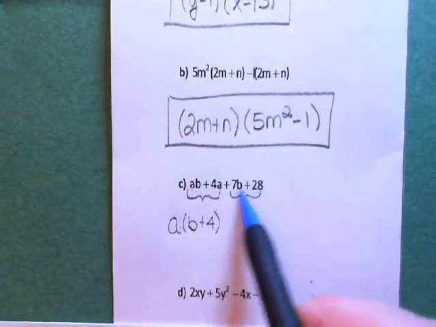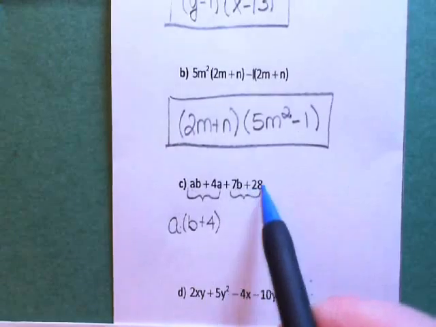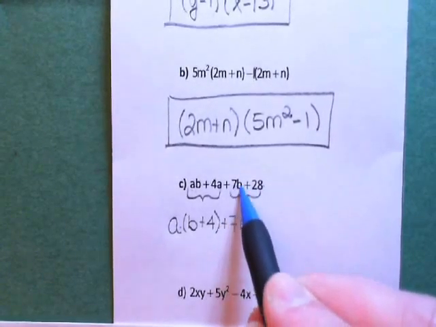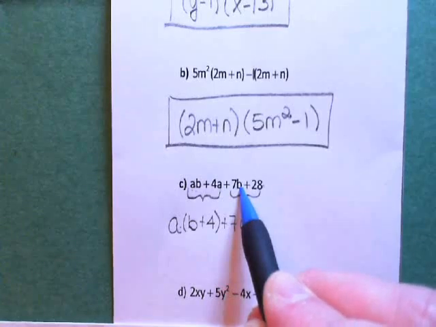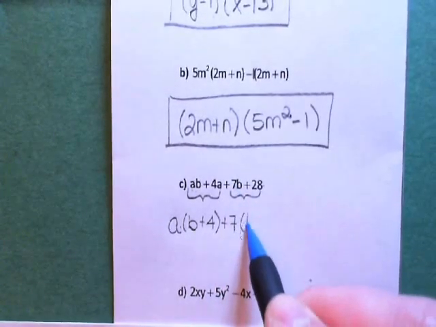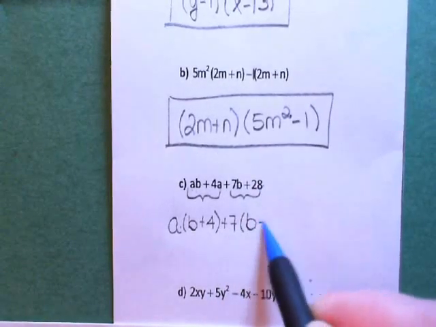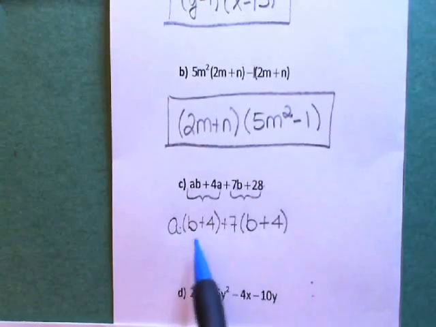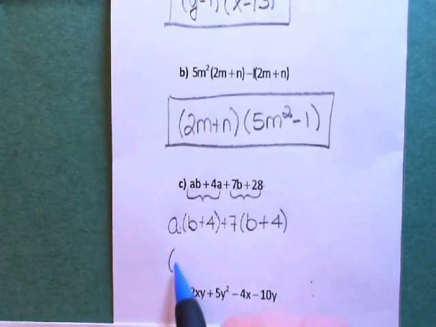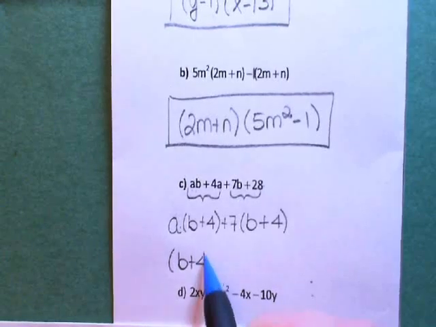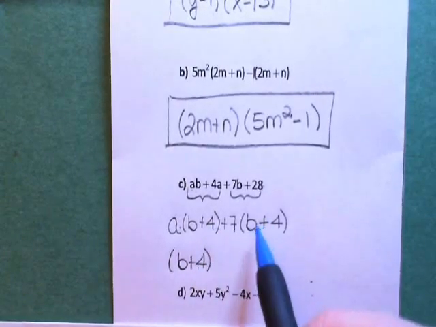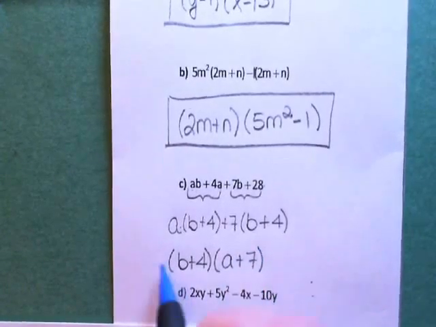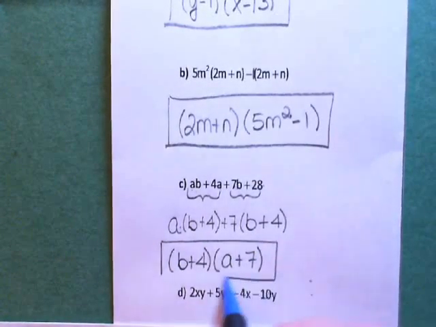And if I look at the second two, what can I factor from these two? The answer would be a 7. And if I divide by 7, what am I going to be left with? 7b divided by 7 is b. 28 divided by 7 is 4. If I look at these, these are two terms. What do they have in common? They have in common b plus 4. And if I remove the b plus 4, what are they left with? a plus 7. And that's how I factor letter C.